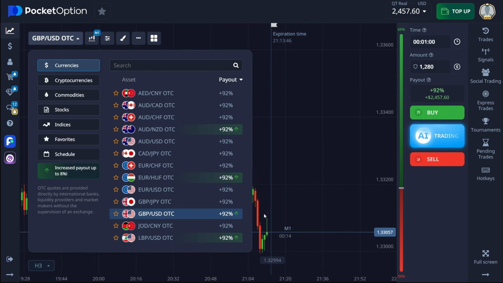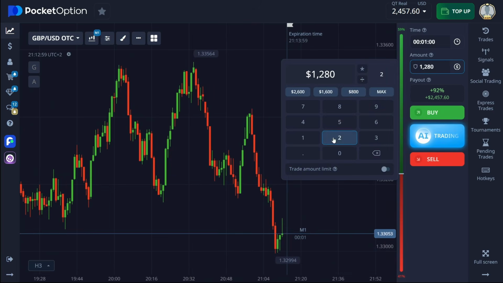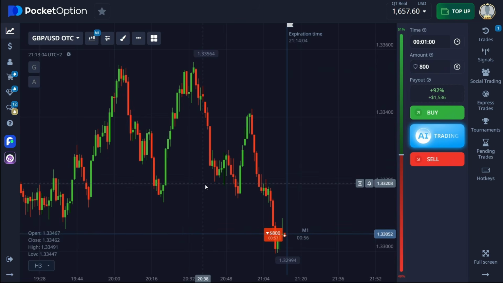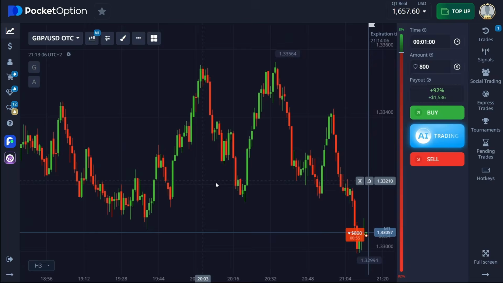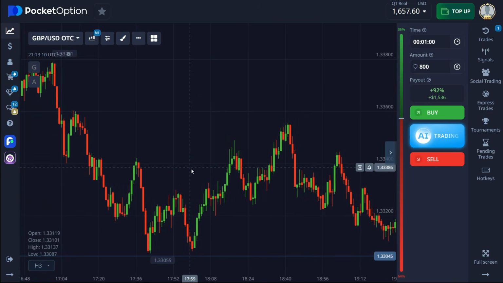Next, GBP/USD. I invest $800 in a sell. Here's an interesting setup, a break of a historical support level. All price action tends to correct near strong support resistance zones.